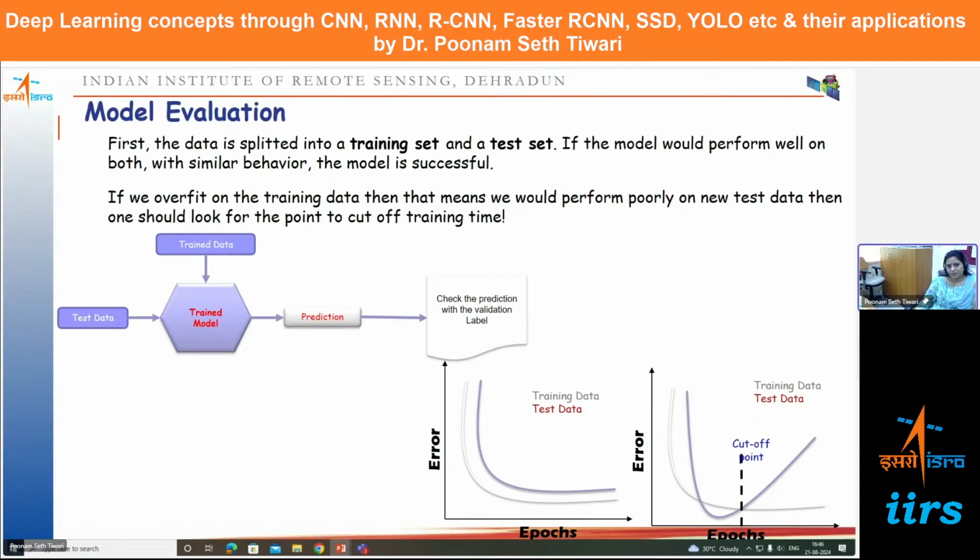Now, once my model is trained, we have to test. We have to evaluate whether the model is well trained and giving good results or not. To do the model evaluation, our data has to be split into training and testing data. If the model performs well on both training and testing data, then the model is said to be a successful model. If on the training data it is giving very good results, but on testing data it is not giving good results, then we say that it is overfitting.